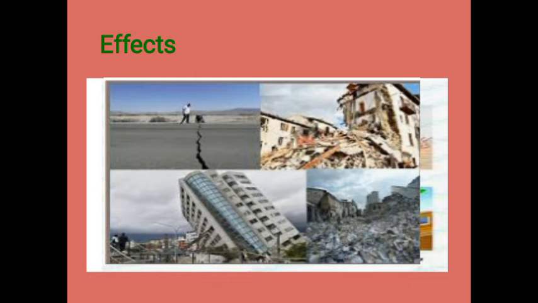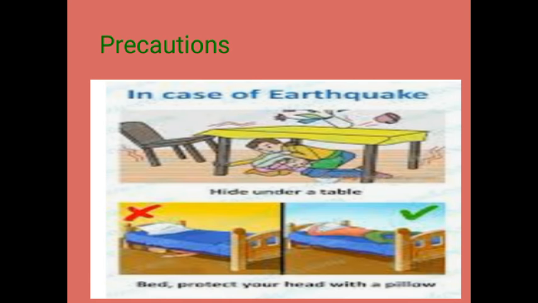Now, precautions. You can take the following precautions. First of all, if you are in a school, house, or any building, you should move to an open area. If you cannot get out of the building, then drop to your knees and hands, get under a desk, table or your bed, and cover your head and neck with your arms. You can see this here in the photograph.